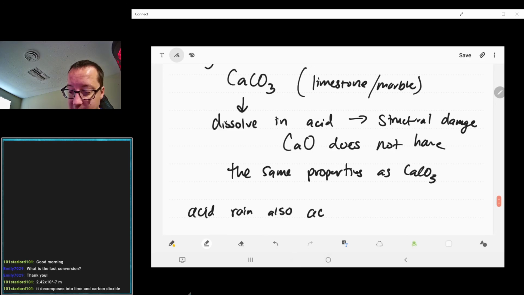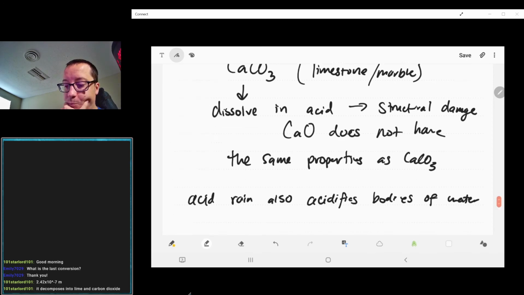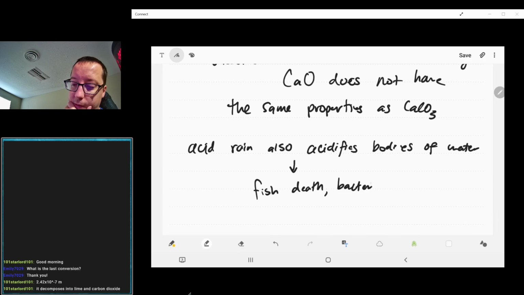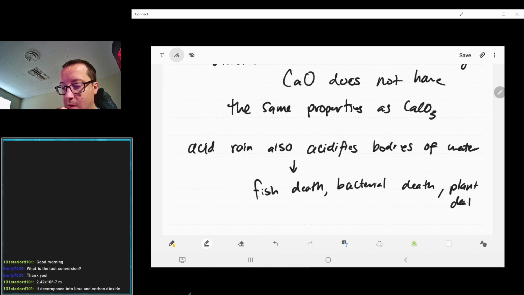Of course, the acid rain also acidifies bodies of water. We're going to talk more about water pollution tomorrow, but certain bodies of water that do not have good buffer systems get acidified, that leads to fish death, bacterial death, plant death as a result. And so these lakes or ponds or whatever become completely just dead as a result.